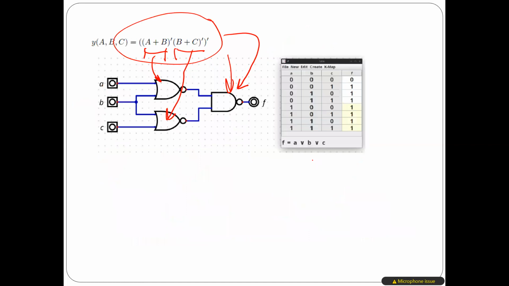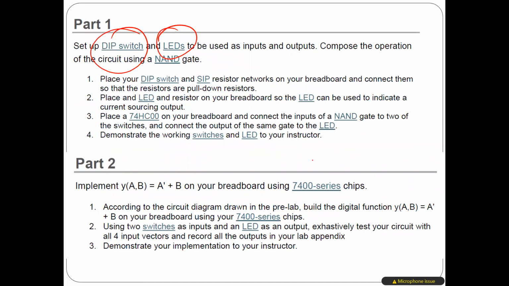Let me see if I'm missing something here. Okay. So here, I think in the first part, you have to set up DIP switches and also LEDs. You have to do NAND. Please put the switches and the SIP resistors, as I explained. Please put the LED and the resistor. Again, this is very serious. You have to make sure to connect the resistor to the LED. If you forget the resistor, the LED may burn out.